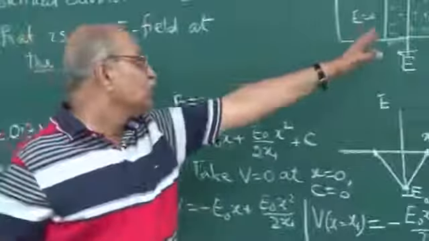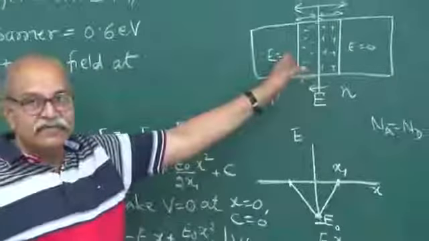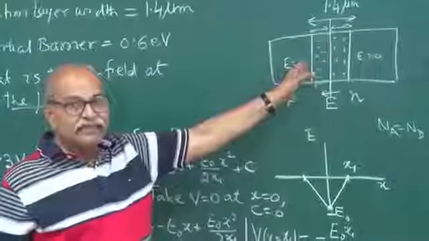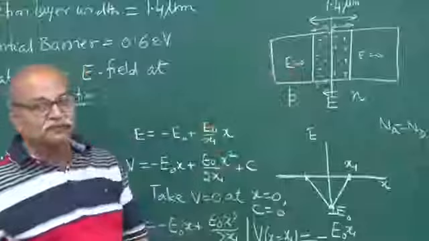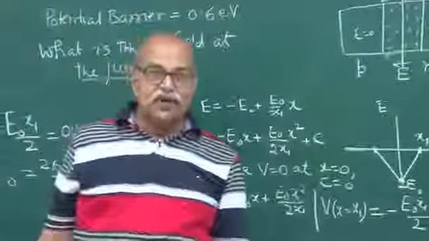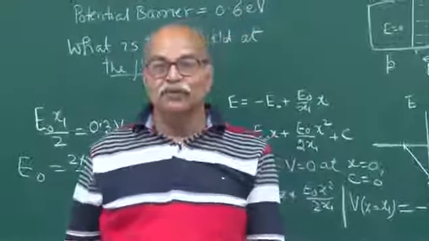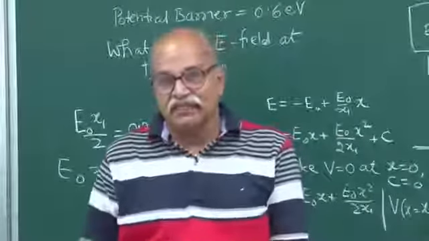And then as you go on this side or this side, it linearly decreases to 0. Alright, so we will stop here, and next time we will do some special p-n junction diodes.